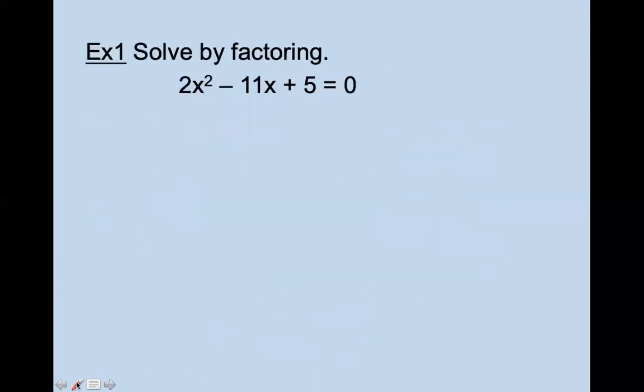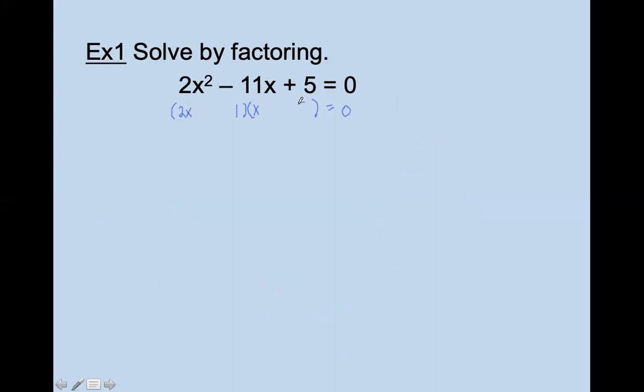All right, we are solving by factoring here. So this is the case where I know some of you had a little trouble with this when the first number was something other than 1. So factors of 2, we have 2x and x, then we go to the end. Factors of 5 are 1 and 5, and then you have to figure out where do these need to go to give me an 11 for my middle term?